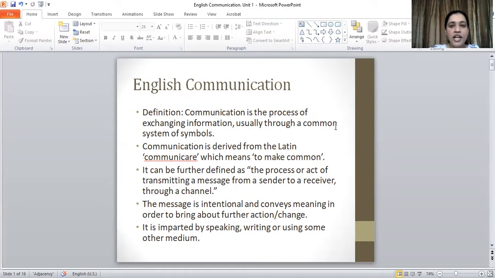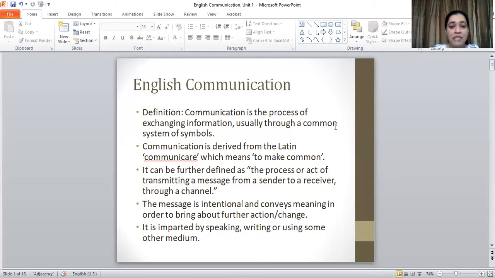Now, let's take a look at what the message entails. The message is an intentional thing and conveys meaning in order to bring about further action or change. Let's take, for example, that you ask somebody to switch on the fan or to fetch you a glass of water. When that person listens, understands, and performs the action, we can say that the process of communication is complete.